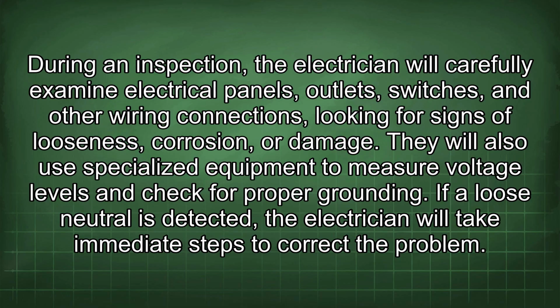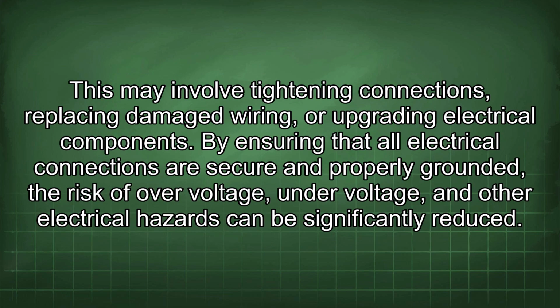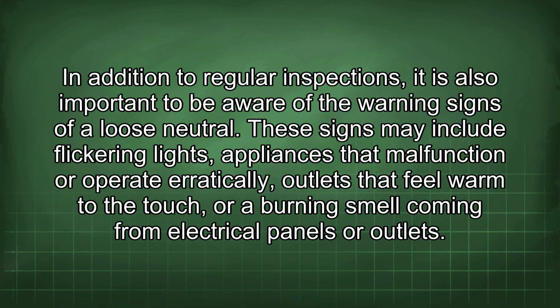If a loose neutral is detected, the electrician will take immediate steps to correct the problem. This may involve tightening connections, replacing damaged wiring, or upgrading electrical components. By ensuring that all electrical connections are secure and properly grounded, the risk of overvoltage, undervoltage, and other electrical hazards can be significantly reduced. In addition to regular inspections, it is also important to be aware of the warning signs of a loose neutral.